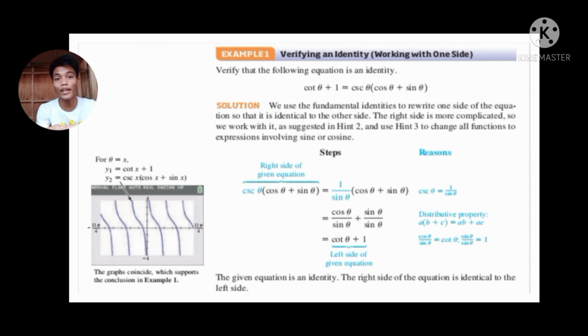We use the fundamental identities to rewrite one side of the equation so that it is identical to the other side. The right side is more complicated, so we work with it, as suggested in Hint 2, and use Hint 3 to change all functions to expressions involving sine or cosine. So we must use Hint number 2 and Hint number 3. So let's proceed.